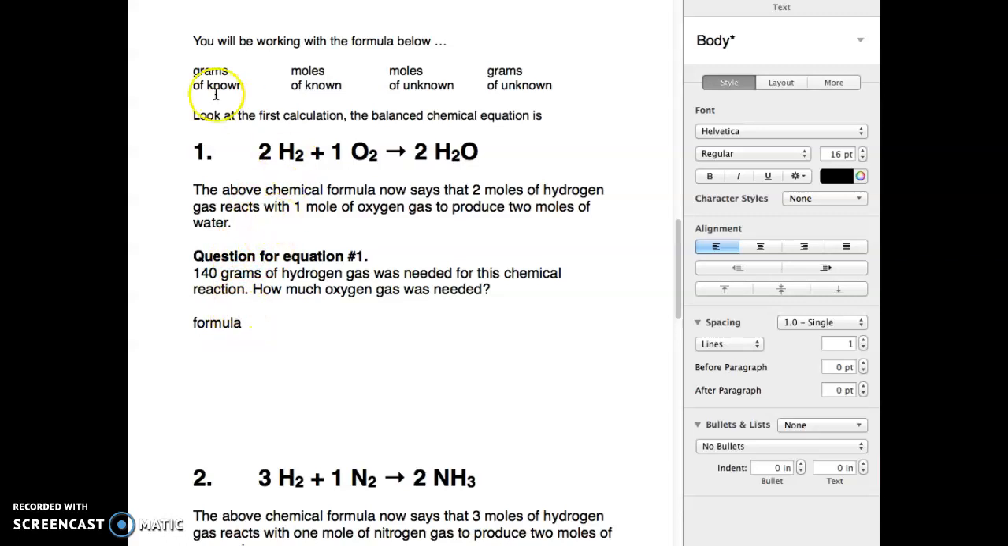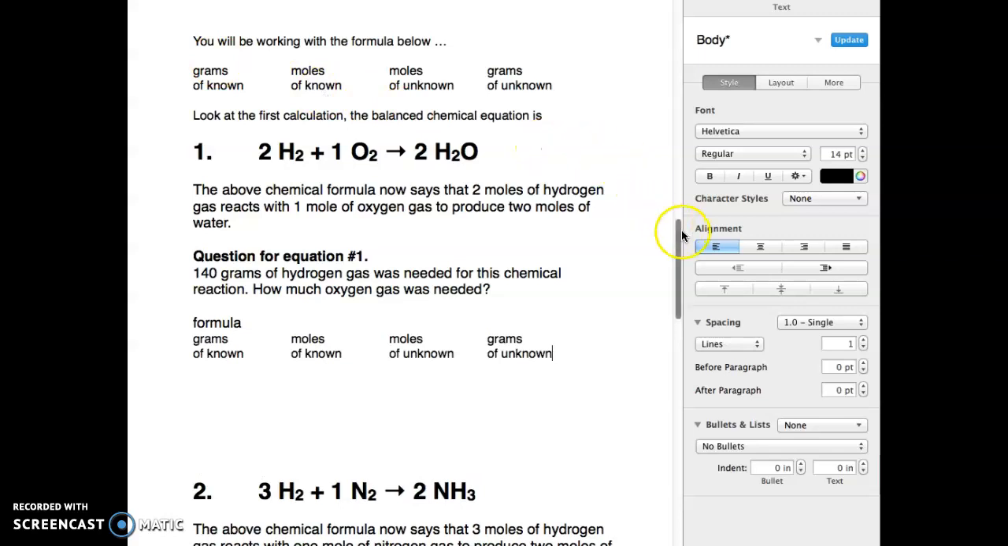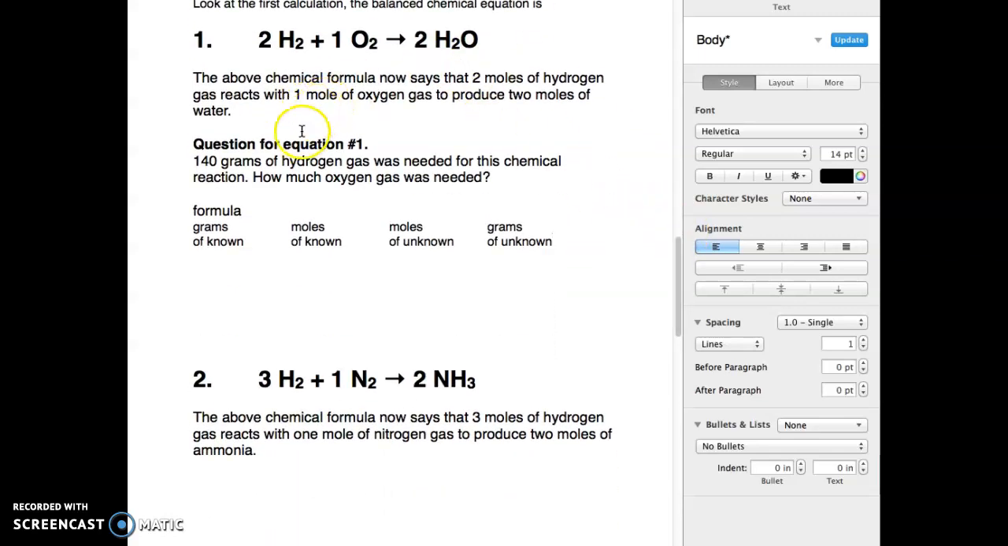So what you have to do is you take this formula and that's what you're going to be working with. So the grams of your known. If you look at the problem, it says you have 140 grams of hydrogen gas. So you have 140 grams and you know it's hydrogen gas. And then it says how much oxygen gas do you have? So we know that what we're looking for is the amount of oxygen gas. So that's what you're putting over here. You're looking for how much oxygen gas there is. This is a pretty simple thing if you just pay attention.